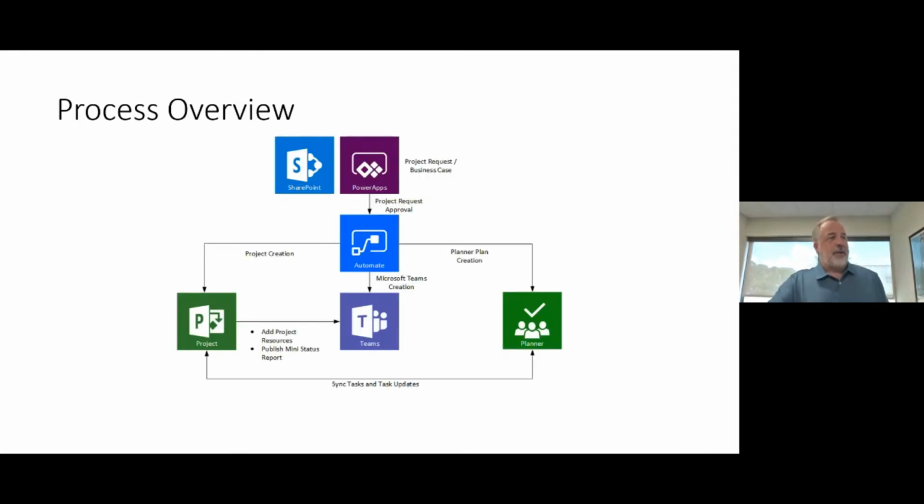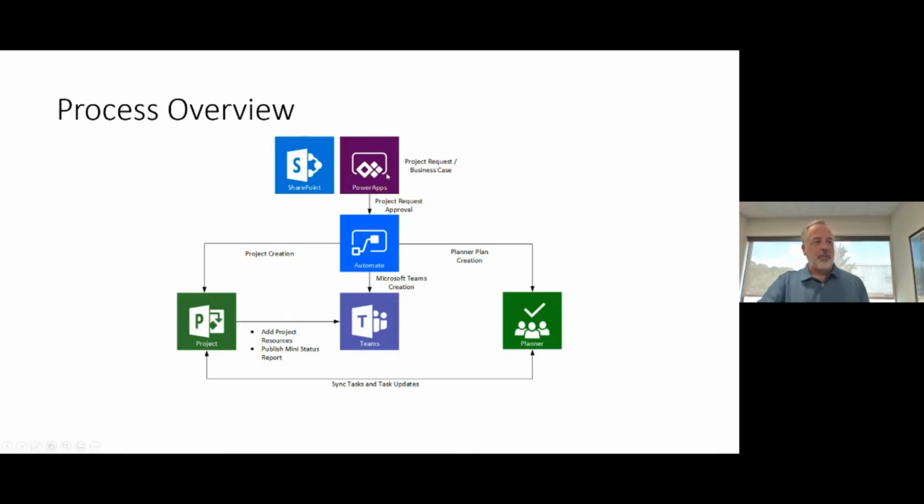So from an overview of this process that I'm describing, again, we'll have a Power App where we'll submit a project request or a business case. I'm going to do it in two different ways. I'm going to do one that's a Canvas app that'll interface with Project Online. And I'm going to do another one that's using a model-driven app so you can then communicate with Project for the Web and Microsoft Teams.